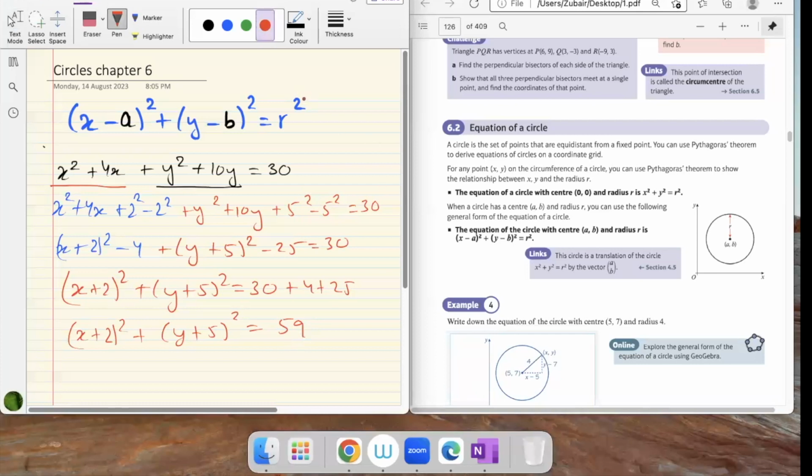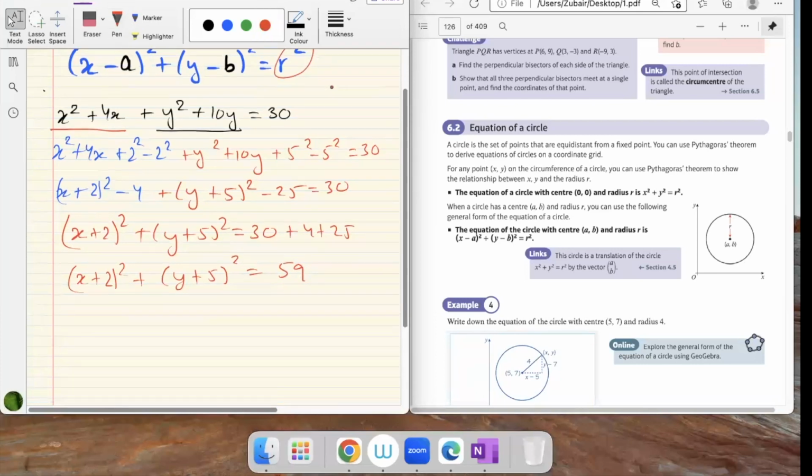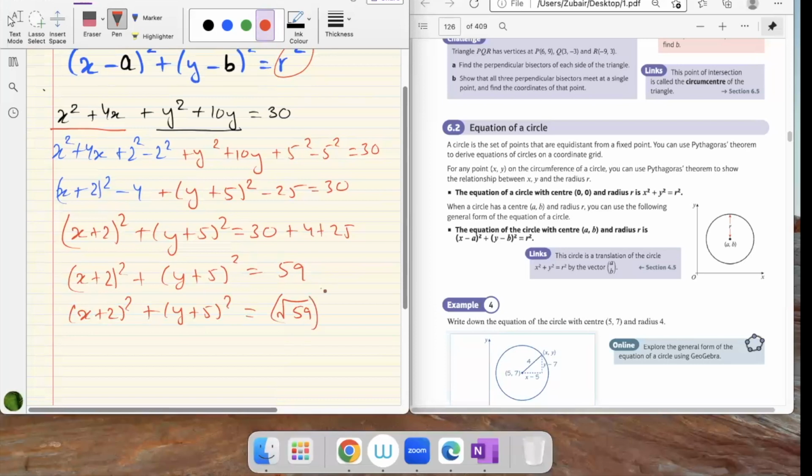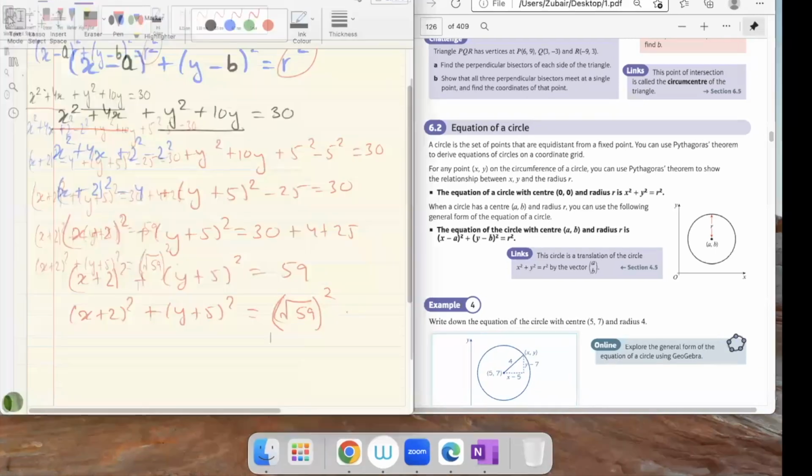If you see, this is the general form. So if I have to change this in squared form, this will be (x plus 2) whole square plus (y plus 5) whole square equals (square root 59) whole square. So radius is basically square root 59. Do you get it? Yes, sir. Okay, let's discuss the short forms.